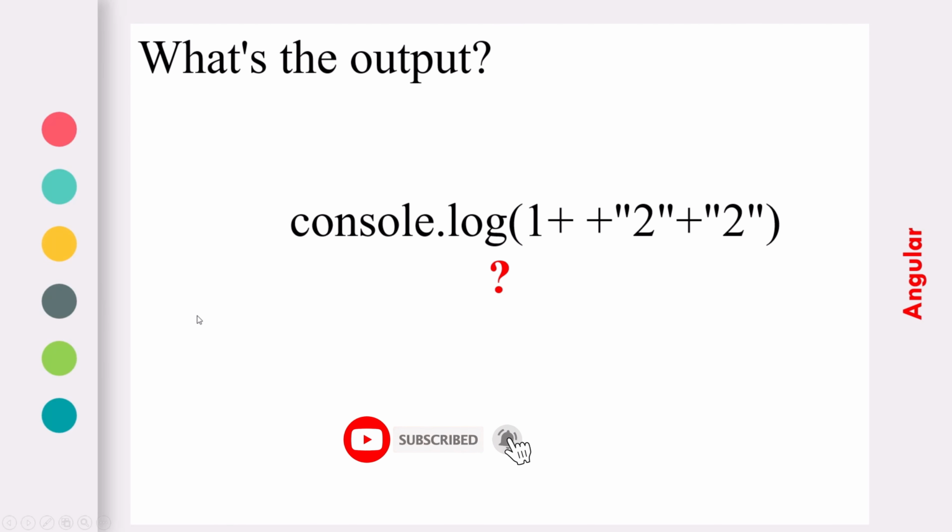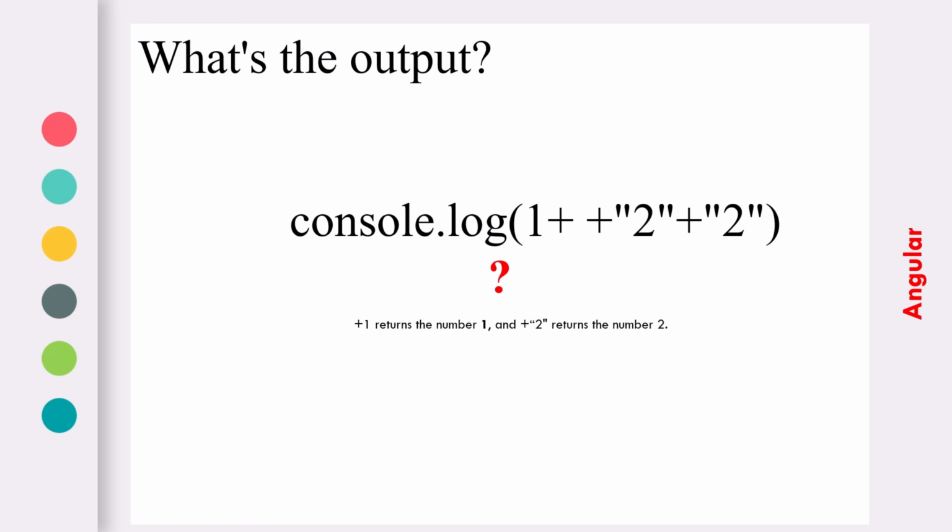So what's the output of this console.log(1 + +"2" + "2")? The expression is evaluated from left to right, and we have a plus operator, which we use to add number 1 to string 2, but in between we have an operand, which is a unary plus operand. That unary plus will convert this "2" to number 2.